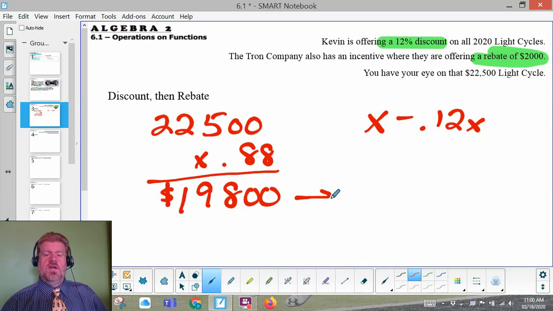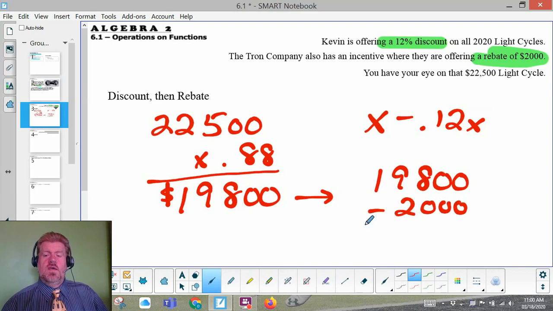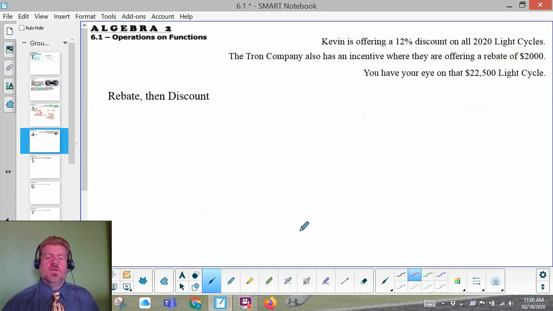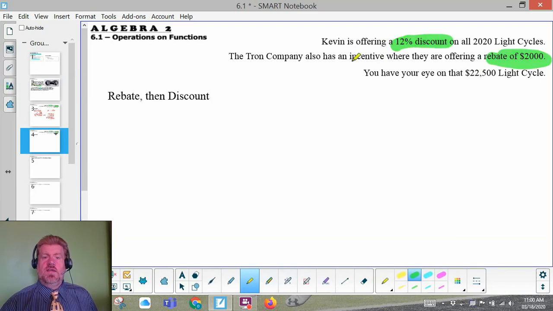But wait, we're not done. Now we're going to take away the rebate. So we're going to take that 19,800 and subtract 2,000. That's going to leave us with a total final price of $17,800. Okay, not bad. But now let's do it the other direction. Let's start with the rebate, and then we'll take the discount, and we'll see what that gives us.